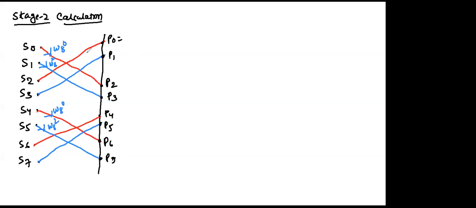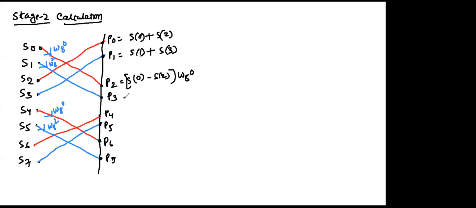You see the first butterfly. So what are the inputs? The inputs are S0 and S2. Okay, it is S0 plus S2, and this P2 is S0 minus S2 multiply omega at 0. Similarly, P1, see the butterfly. What is the input? S1, S3. This is your S1 plus S3, and this is your S1 minus S3 multiply omega at 2.